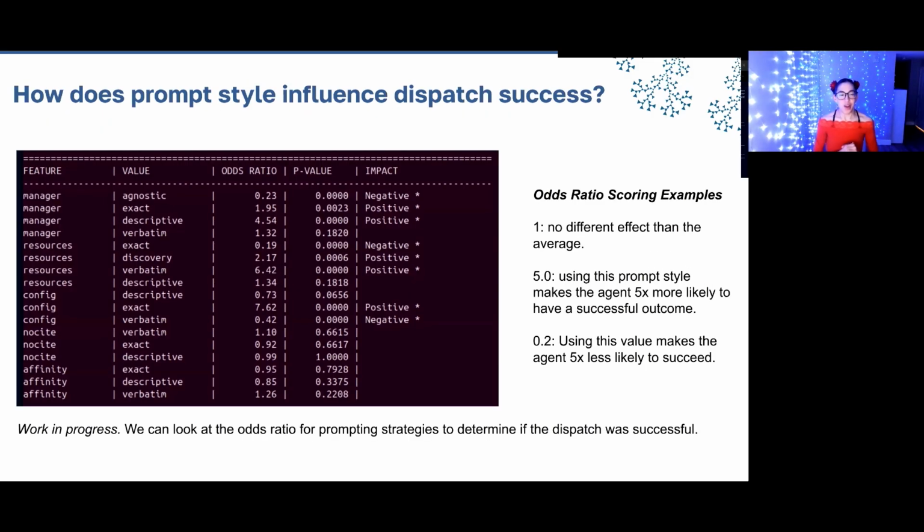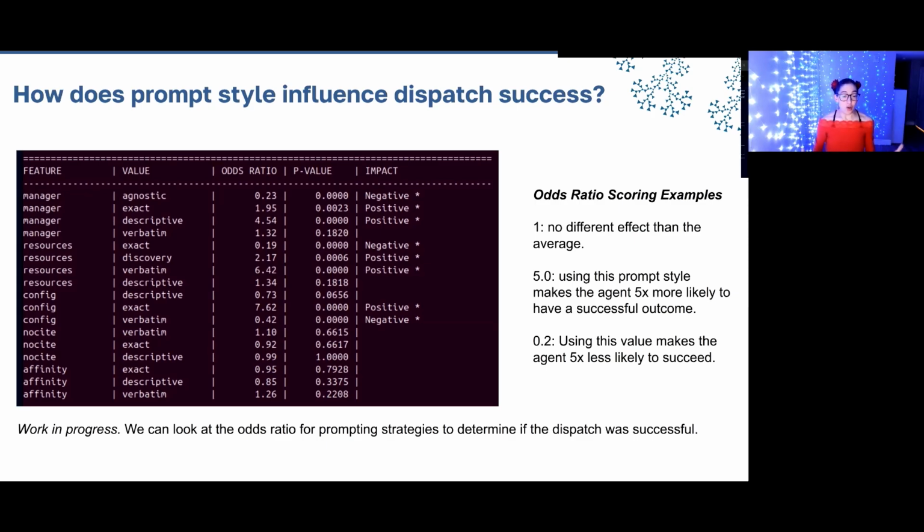Okay, so another question that we're looking at is, how does prompt style influence dispatch success? You'll remember that I mentioned that we generated this matrix of prompts in different types. What that means in practice is that every feature of the prompt, so the manager, the resource, the configuration. For LAMMPS, one of the features was whether you ask it to add the no site flag or not, and then whether we ask for affinity. And then we had different values to define that: giving it exactly, giving a descriptive, giving sort of a verbatim.